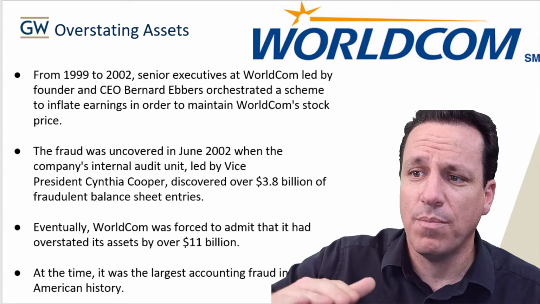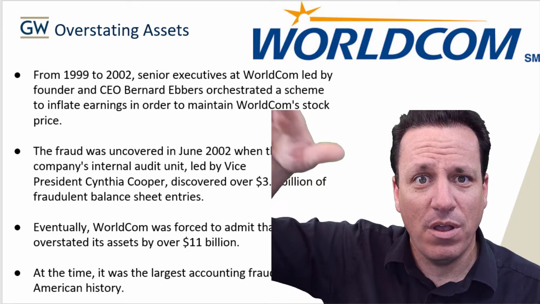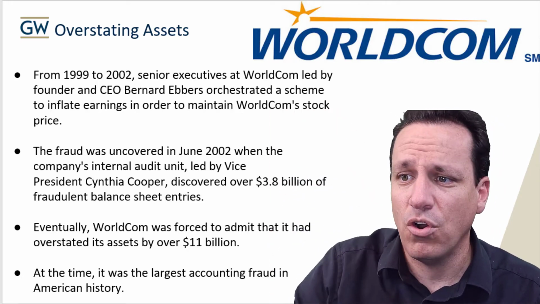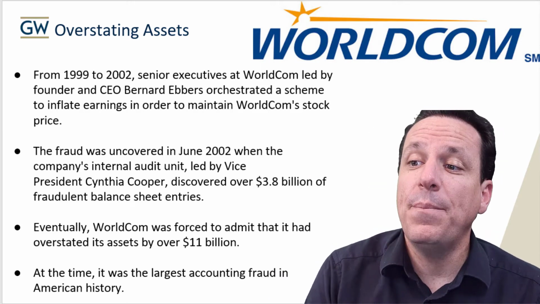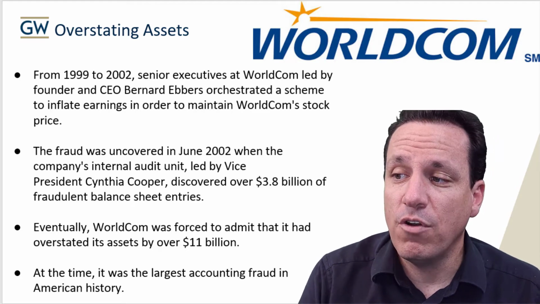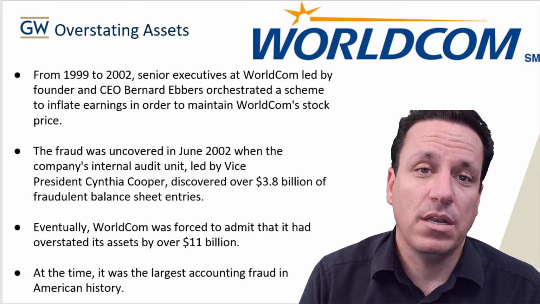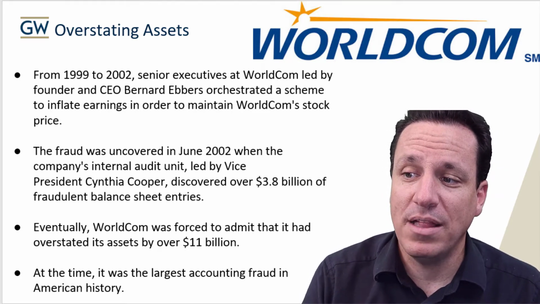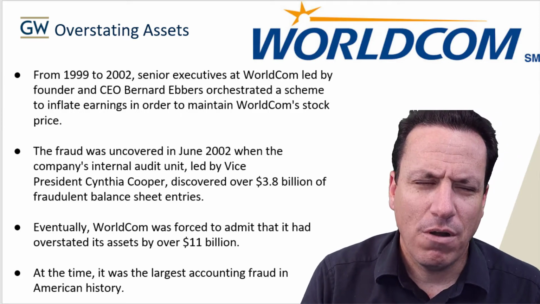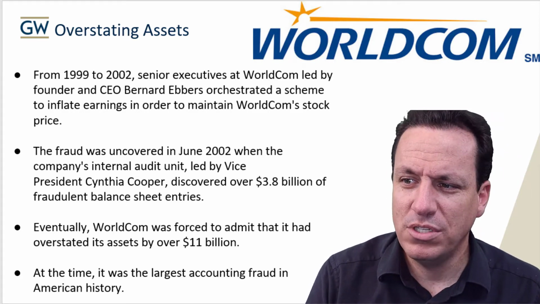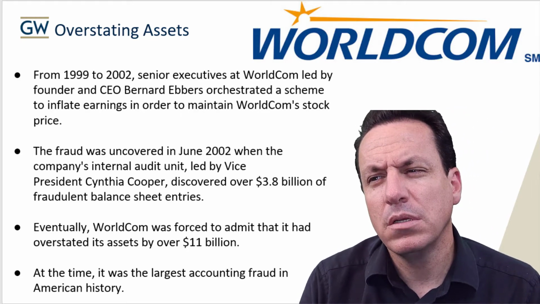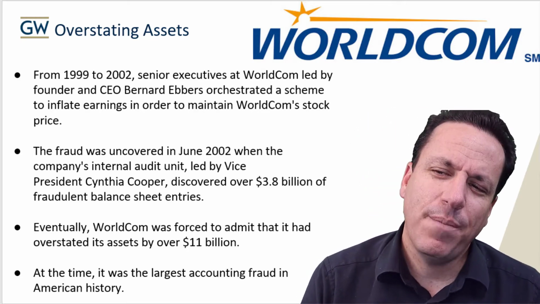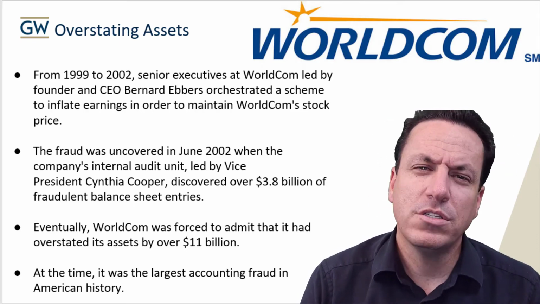maintain WorldCom's stock price. It's one of these things where the stock kept on going and they didn't want it to go down, so they inflated earnings. The fraud was uncovered in June 2002 when the company's internal audit unit discovered $3.8 billion of fraudulent balance sheet entries. So there were entries on the balance sheet, but they were orchestrating something to inflate earnings. How does that work? They had something on their balance sheet that caused their earnings to go up. You're going to learn what that is today.